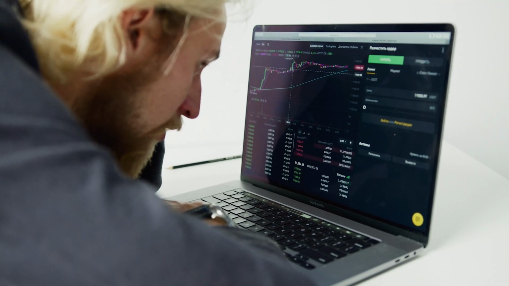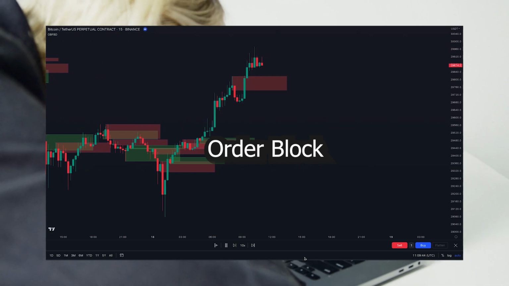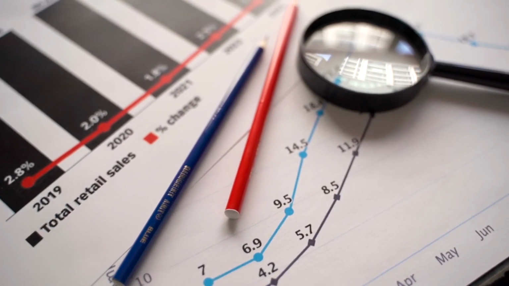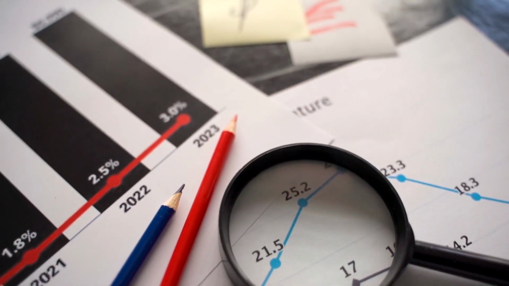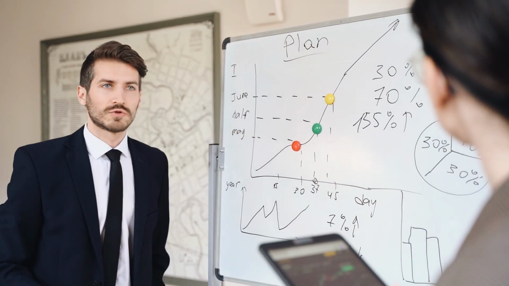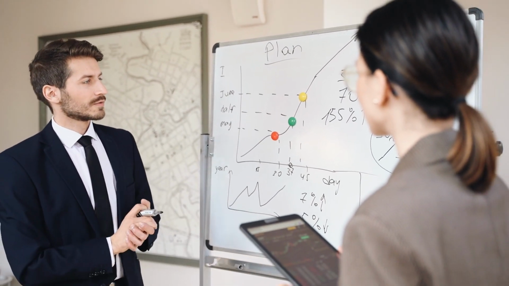Are you tired of missing out on potential market reversals? Look no further than this order block trading strategy. This powerful method can help you identify key market turning points and take advantage of profitable trade setups. In this video, we'll show you step by step how to implement this strategy, including the key techniques to use.